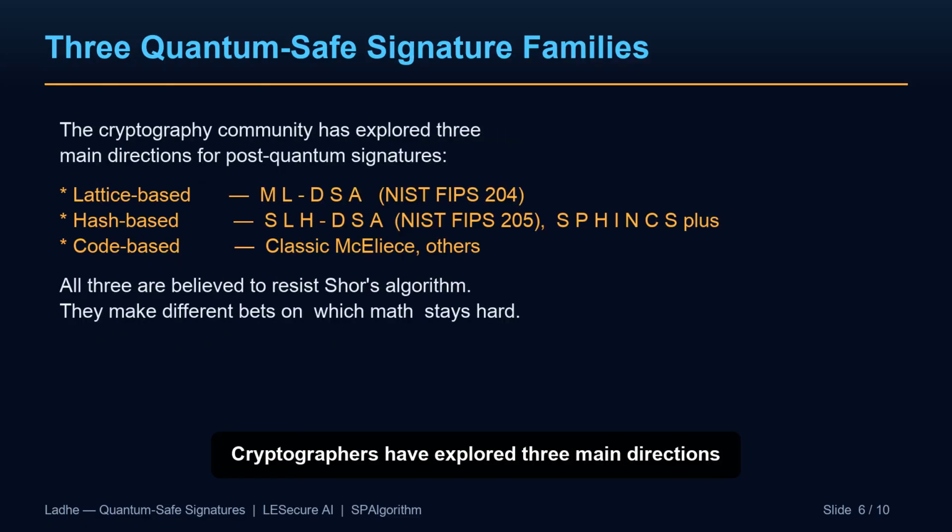Cryptographers have explored three main directions for post-quantum signatures: lattice-based, including ML-DSA, which NIST standardized as FIPS 204; hash-based, including SLH-DSA and SPHINCS+, which NIST standardized as FIPS 205; and code-based, like Classic McEliece. All three are believed to resist Shor's algorithm. They make different bets on which math stays hard.